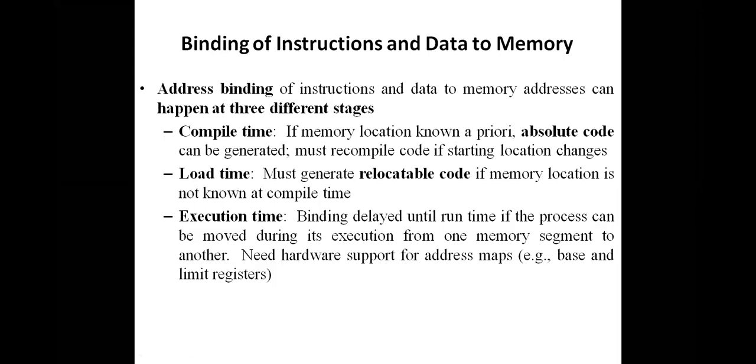If the memory location where memory was allocated to that particular process is not known at the compile time, you can bind the address to the data or information at the time of loading. If the address is not known even at compile time or load time, binding will be delayed to the runtime. That means at the time of running a process, the address binding will happen.